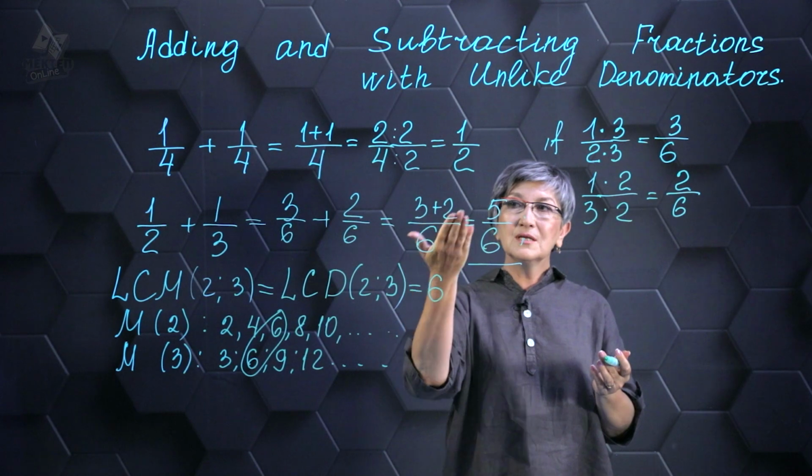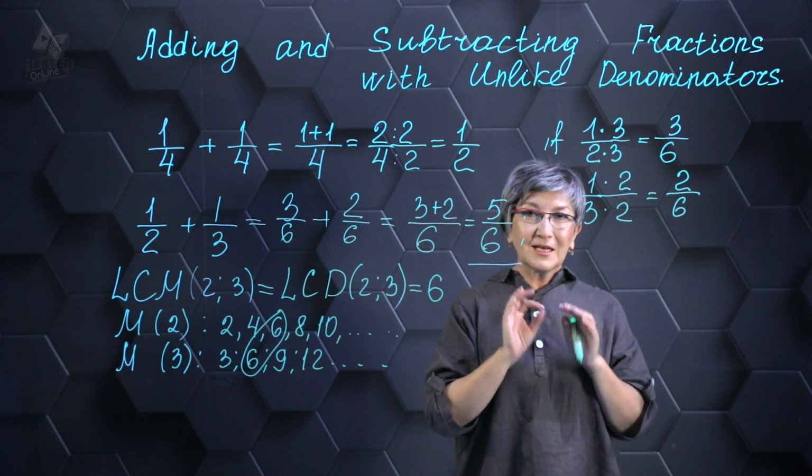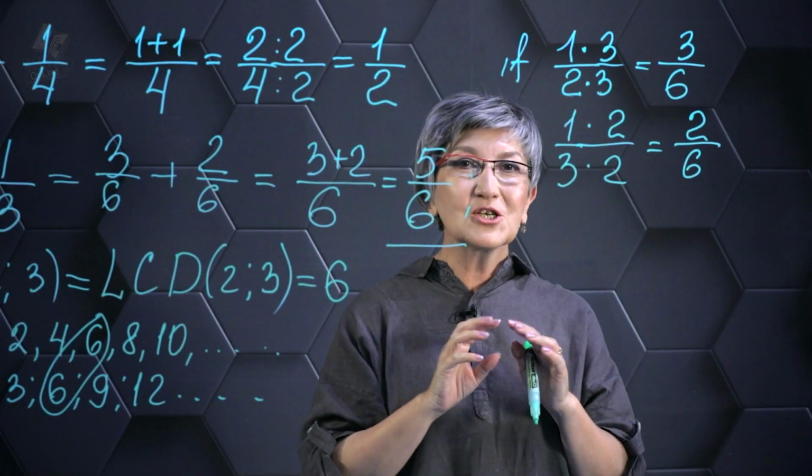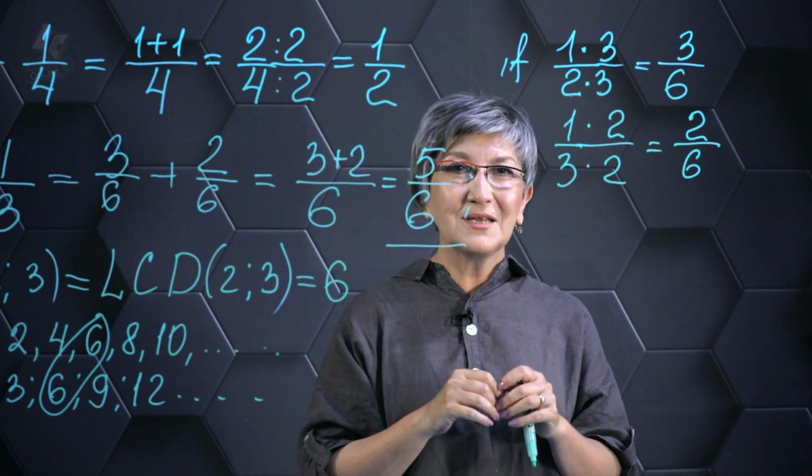Then we simply sum up our numerators. Therefore, here's the method we will use to add our fractions that have varying denominators.